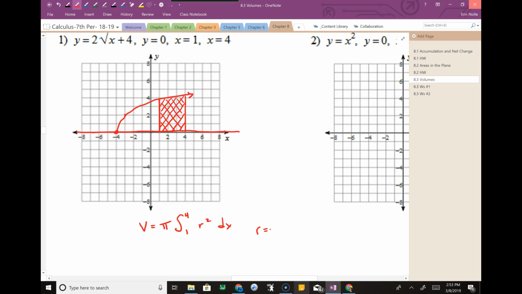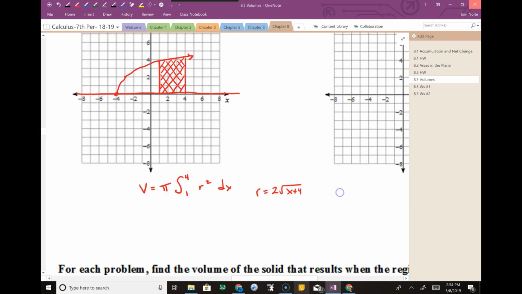Okay, so if I was going to represent this radius, it's going to be the distance from this line to our curve. So what is the distance from this line to this curve? 4. Well, not always 4. It's not always 4. It changes. Okay, the distance from here to here is just the equation of the y right here. It's just 2 square roots of x plus 4. Okay, so my r is just 2 square roots of x plus 4.